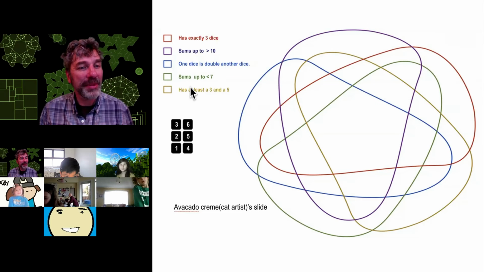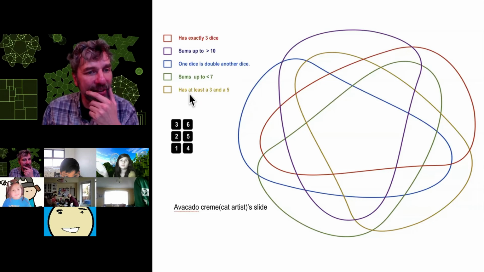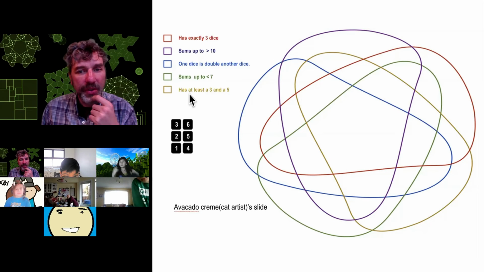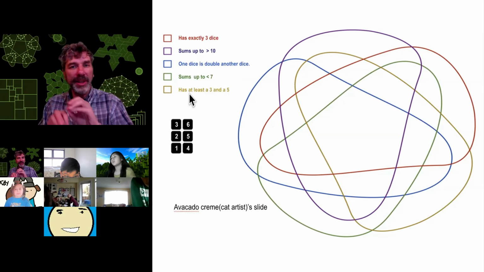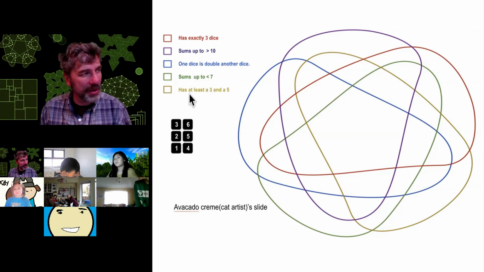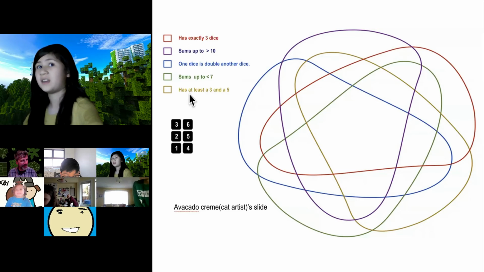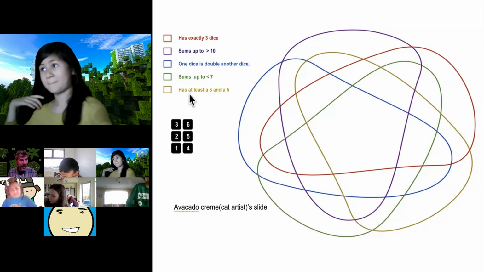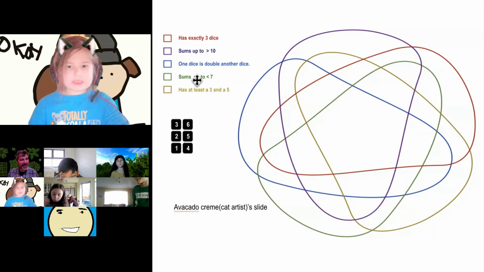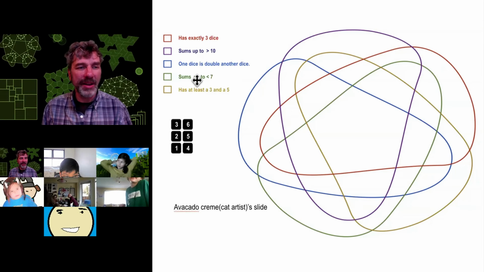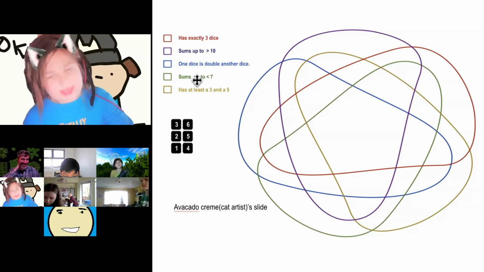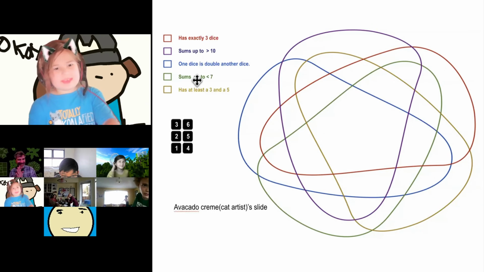Okay. The dice sums to less than 7, and it has at least a 3 and at least a 5. Do you think that you're going to be able to populate your entire Venn diagram with these questions? No, because you need more than 10 and less than 7 at the same time. Yeah, so that's going to be difficult. Yeah, at least I had fun with this.